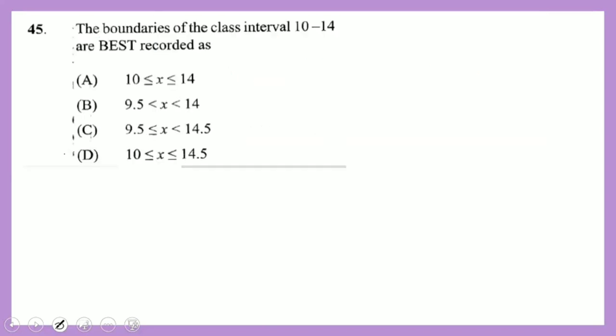Anyways, moving on. The boundaries of the class interval 10 to 14 are best recorded as, well, there are what are called boundaries, and there are what are called limits. 10 and 14, those are the class limits. The lower class boundary is 0.5 below this, so that's 9.5. The upper class boundary is 0.5 above 14, so that's 14.5.